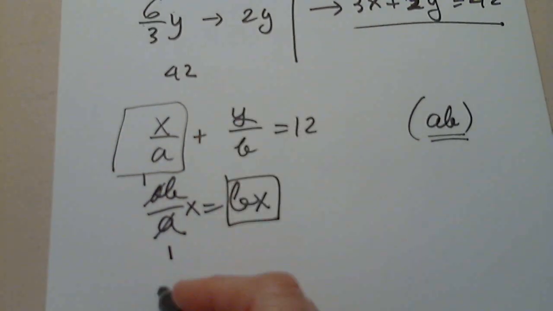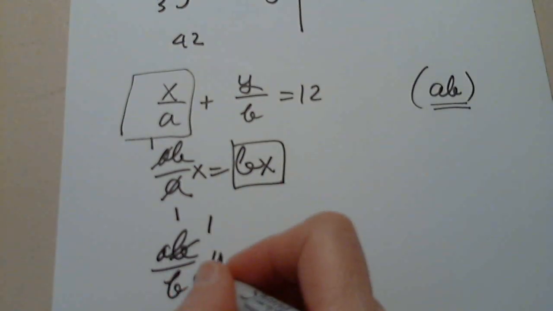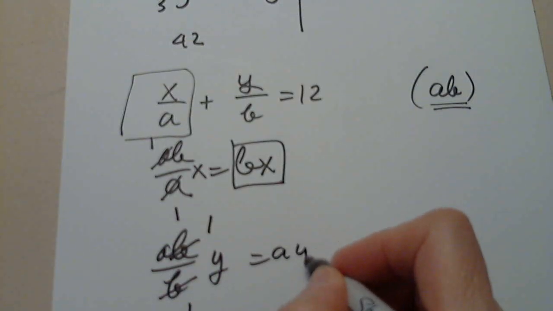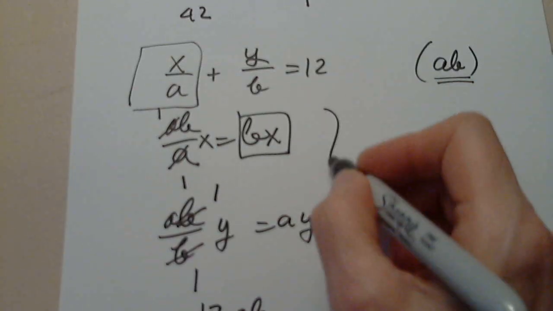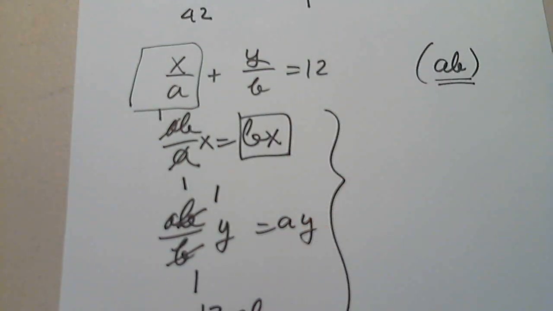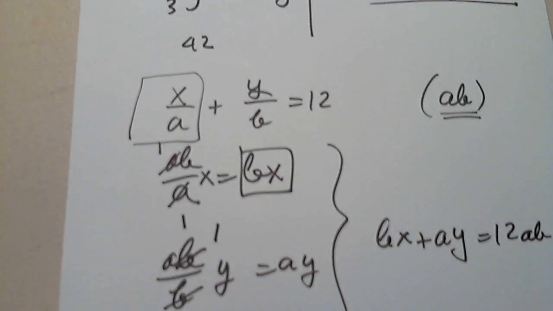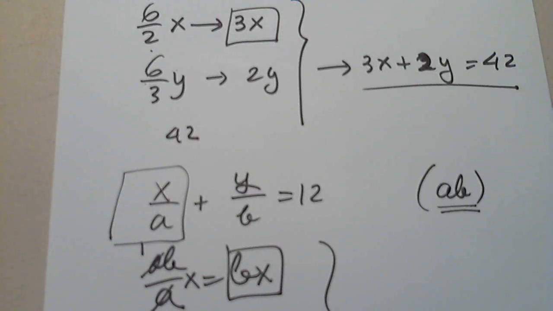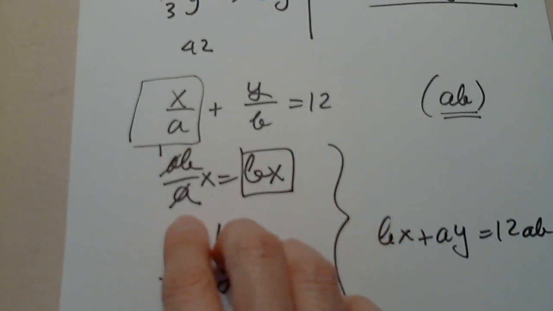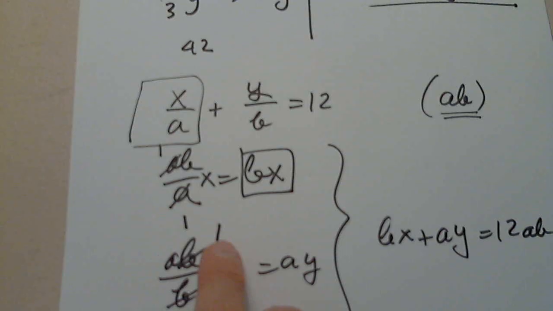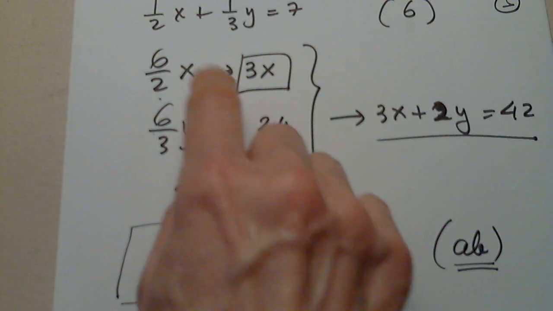Then the second one, I have ab over b times y. I simplify factors. b divided by b is 1, and I get ay. When I multiply the last piece, I get 12ab. So then from here, I have bx plus ay equals 12b. Exactly how it looks different, but it's the same procedure. It's the same simplification. 6 over 2 gave us 3. ab over a gave us b. ab over b gave us a. Exactly the same as 6 over 2. 6 over 3 is 2, and 6 over 2 is 3.